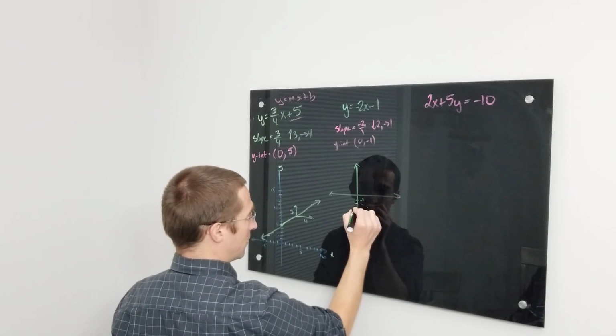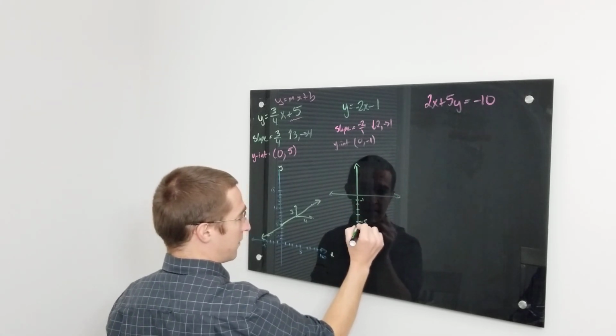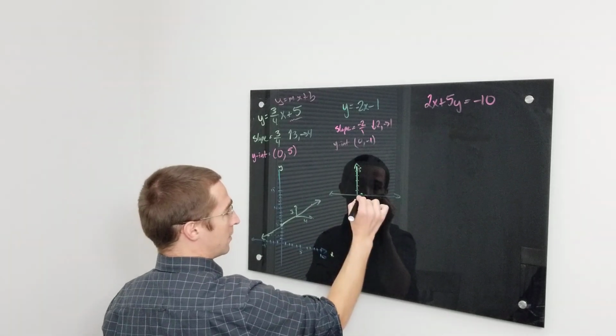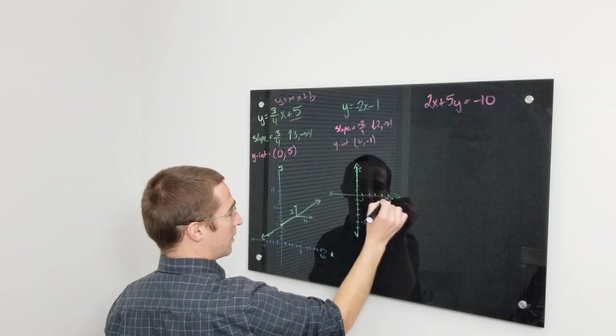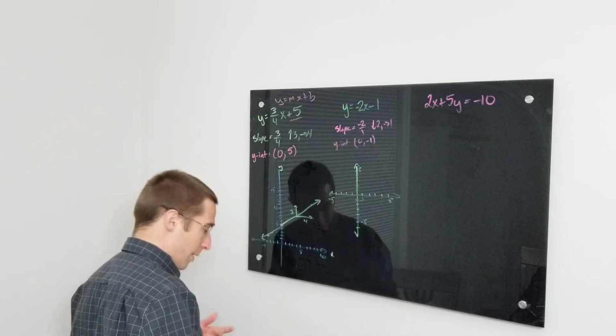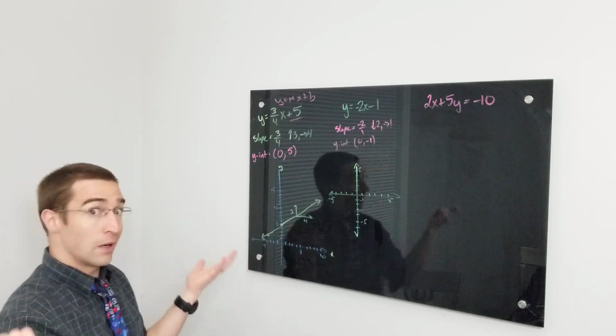There's negative 1, 2, 3, 4, 5, negative 5. And then 1, 2, 3, 4, 5. Okay, so I got my grid. Now I'm going to put my line on it.